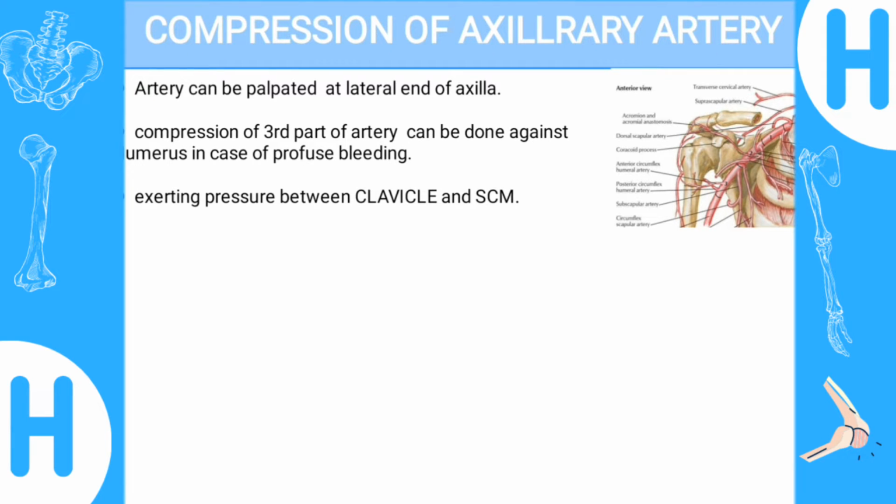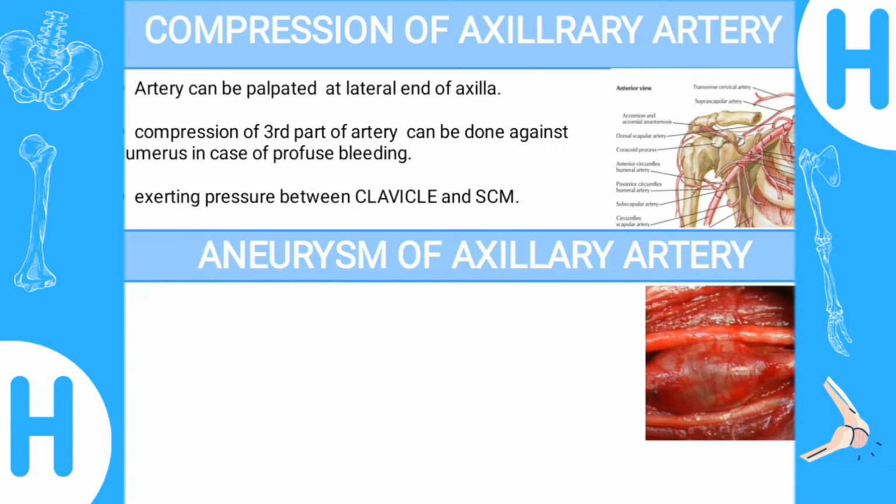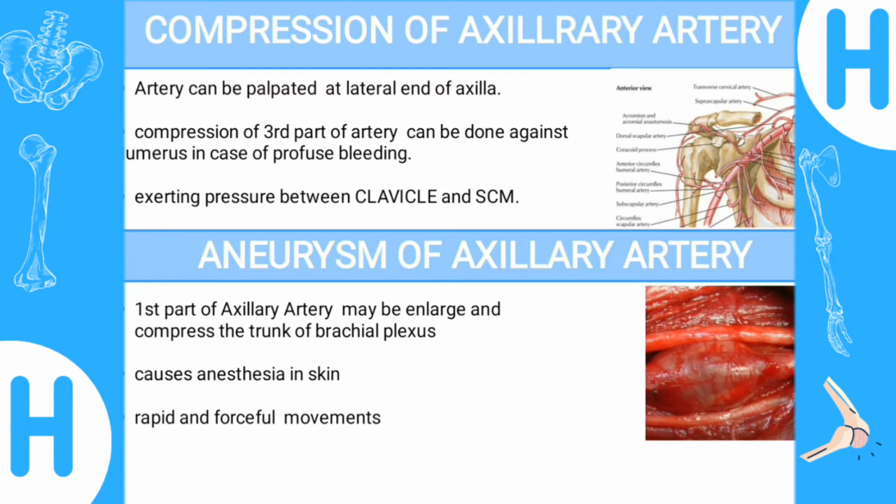Okay guys, let me discuss another important clinical point of the axillary artery, that is aneurysm of the axillary artery. Aneurysm means enlargement of an artery. So here we have the aneurysmal artery, that is the axillary artery. The axillary artery is enlarged here. The first part of the axillary artery may be enlarged and compress the trunk of the brachial plexus, that is passing through the axilla and arm exactly with the first part of the axillary artery.